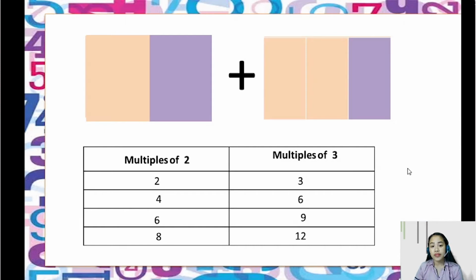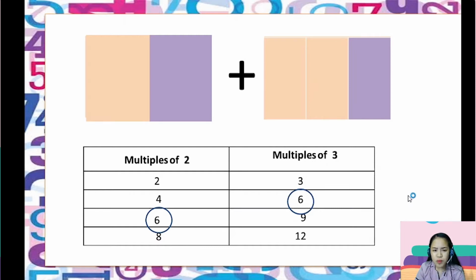Ma'am, pwede na ba tayong mag-stop? Opo, pwede na tayong mag-stop. We don't have to add more multiples of 3 and 2 kasi tignan nyo, notice that sa multiples of 2, meron na tayong 6. Sa multiples of 3, meron na tayong 6. Ma'am, pwede na ba yan? Opo. Pwede nang maging LCM. Ito, yung 6 ang LCM ng 2 at 3. So, therefore, our LCD is 6. Ma'am, bakit 6? Kasi yun po yung LCM ng 2 at 3. Lagi nang tandaan yan, ha?